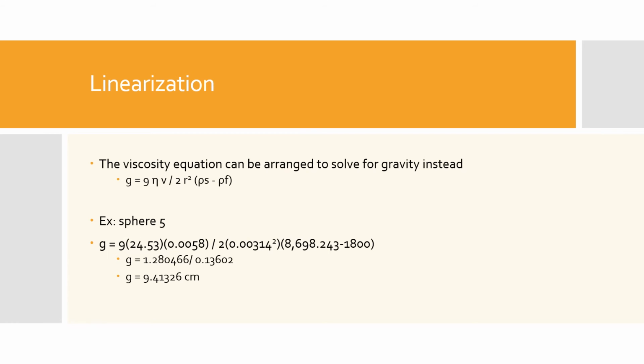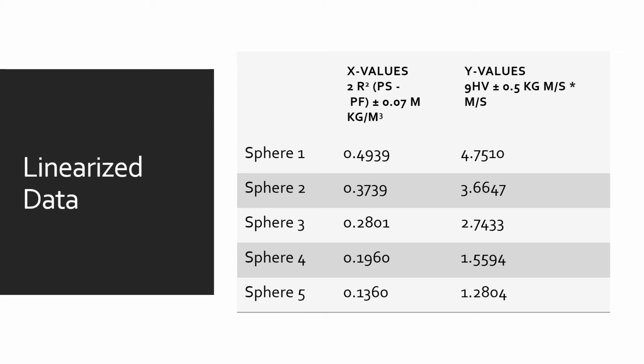In order to solve for the acceleration of gravity of each sphere, the viscosity equation was arranged to solve for gravity, as seen below. Linearized data is as seen here. X values were attained from the denominator of the equation, and the y values were attained from the numerator, equating to rise over run and the slope.